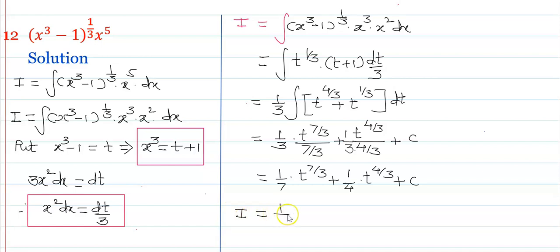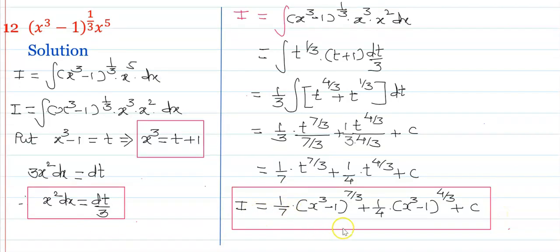Therefore here I is equal to 1 upon 7 in bracket x cube minus 1 raised to 7 by 3, plus 1 by 4 into in bracket x cube minus 1 raised to 4 by 3, plus c, and this is the answer. Okay.